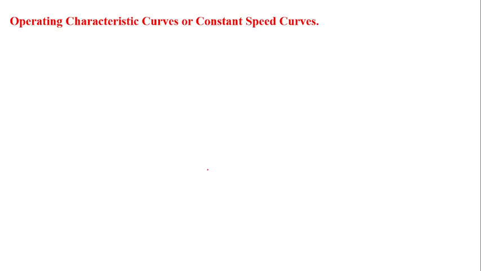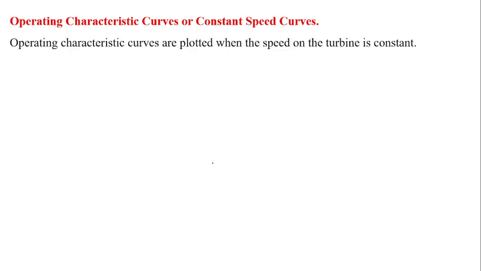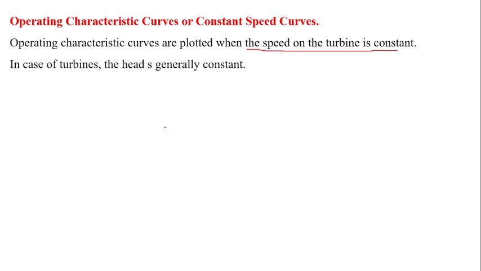Operating characteristic curves are constant speed curves. They are plotted when the speed of the turbine is constant, meaning the runner is rotated at a constant speed. In the case of turbines, the head is generally constant.